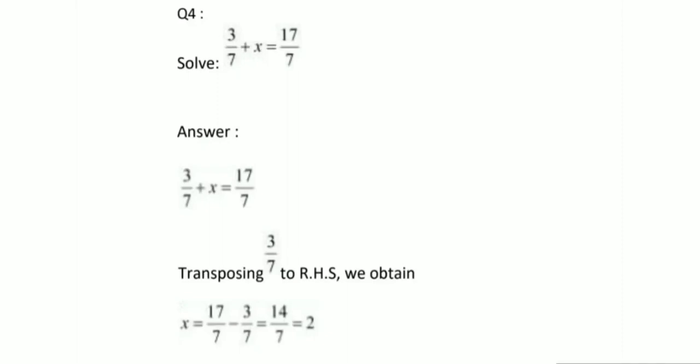So here, to find the value of x, we will transpose 3 upon 7 to the right hand side, okay, and we will obtain x is equal to 17 upon 7 minus 3 upon 7. So now both the denominators are same, so it will come 7, and 17 minus 3 is what? 14. So 14 upon 7, this is equal to 2, okay.